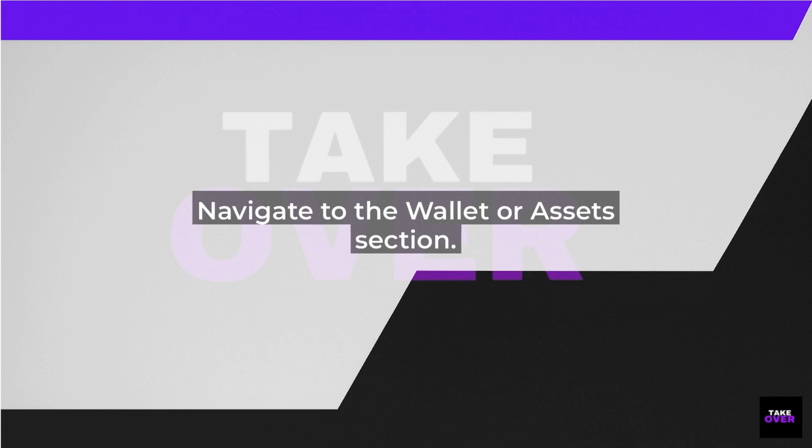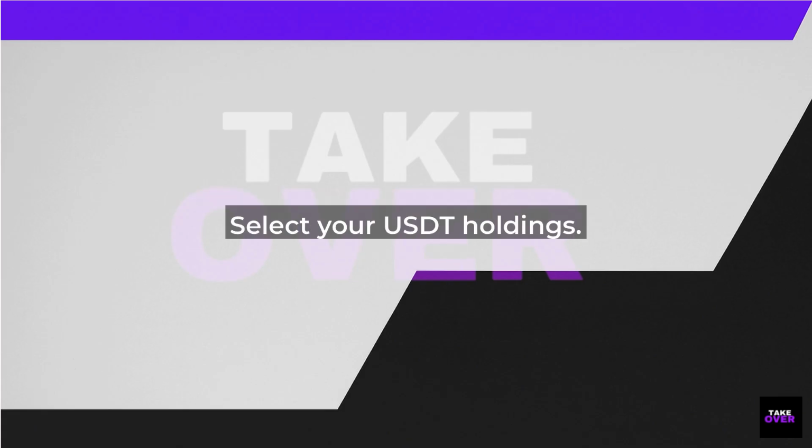Let's jump right in. First things first, make sure you're logged into your OKX account. If you don't have one, head over to the OKX website or app and create it. It's quick and secure. Once you're in, navigate to the Wallet or Assets section. This is where all your holdings are displayed. Look for USDT in your list of assets and select it to open the details.